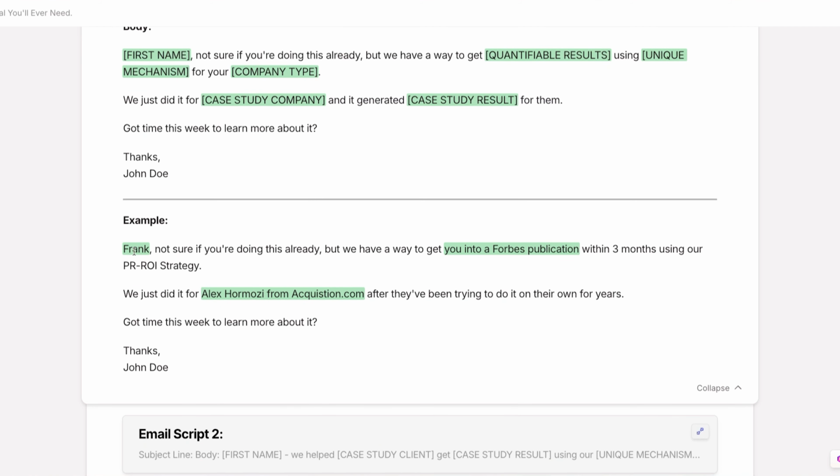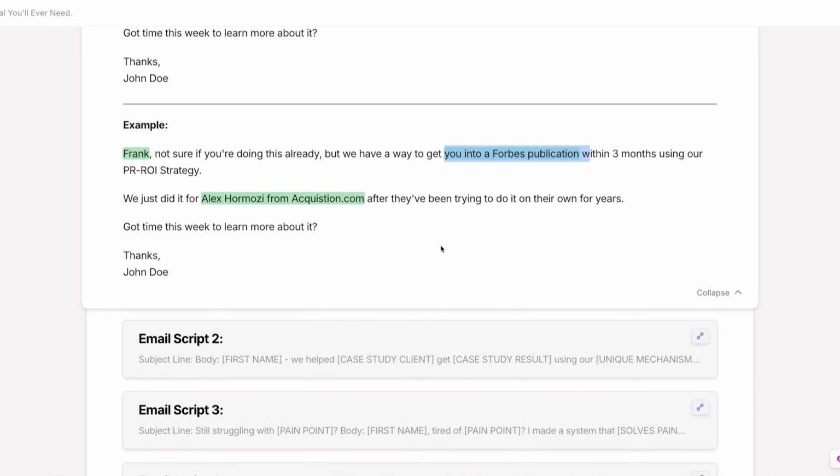An example of this would be, not sure if you're doing this already, but we have a way to get you into a Forbes publication within 3 months using our PR ROI strategy. We just did it for Alex Ramosi from acquisition.com after they've been trying to do it on their own for years. Got time this week to learn more about it? So it's very simple. It's very relevant if they're looking to get into Forbes or overall grow their PR, and it has this result, which is really what carries the email. All right, so that's the first one.